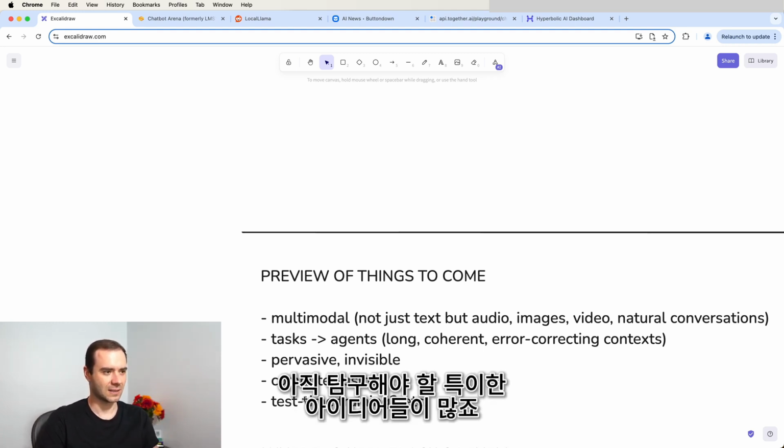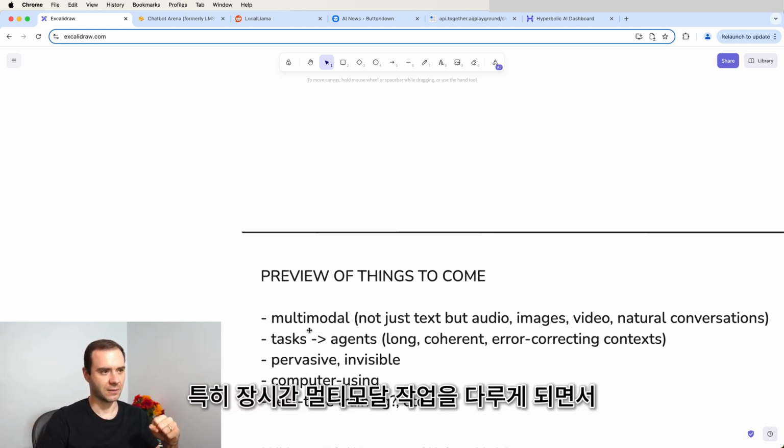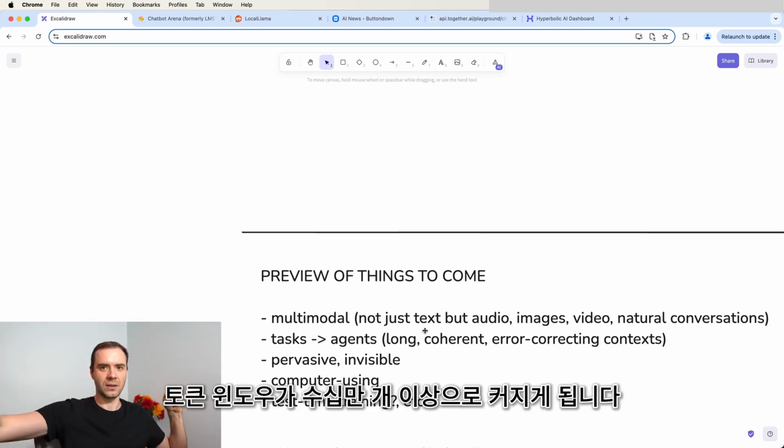So there's a lot of more wonky ideas, I think, that are to be explored still. And in particular, I think this will be necessary because the context window is a finite and precious resource. And especially once we start to tackle very long-running multimodal tasks, and we're putting in videos, these token windows will basically start to grow extremely large, like not thousands or even hundreds of thousands, but significantly beyond that.